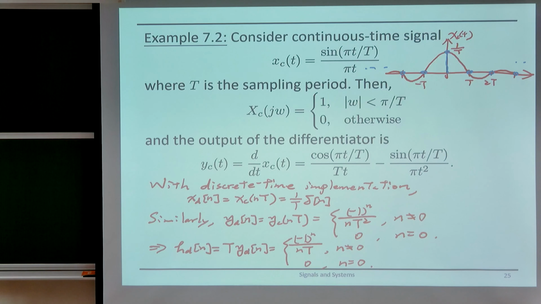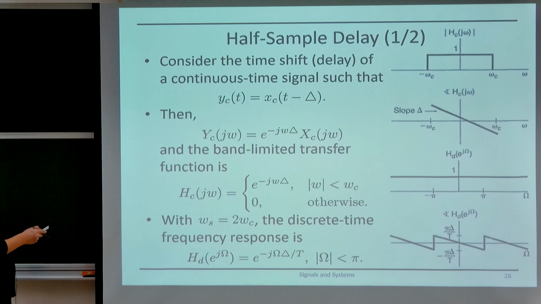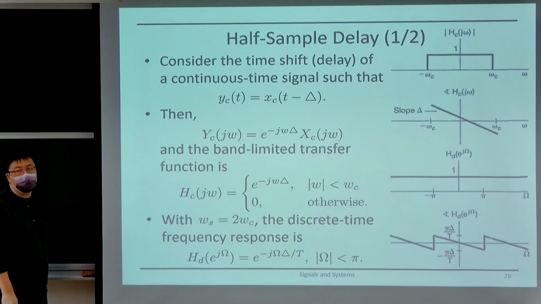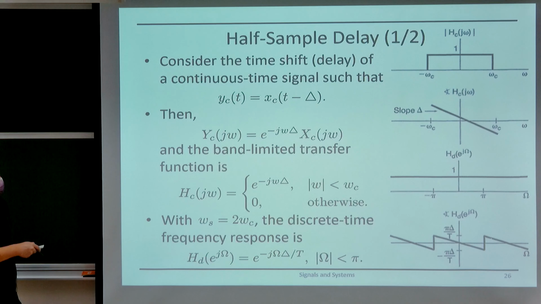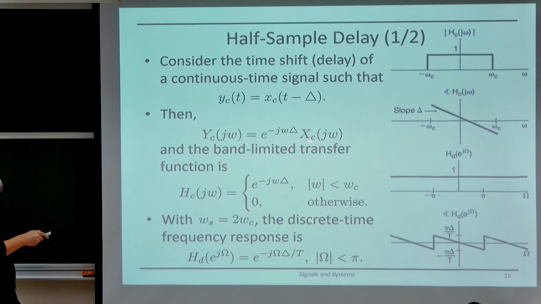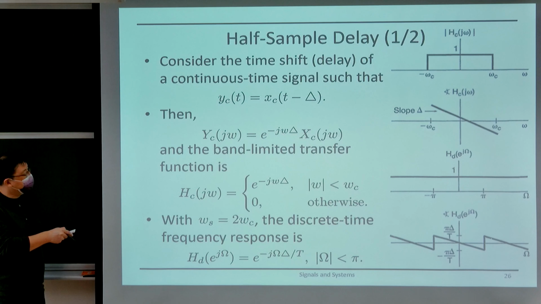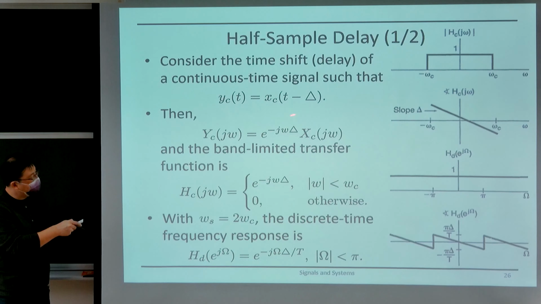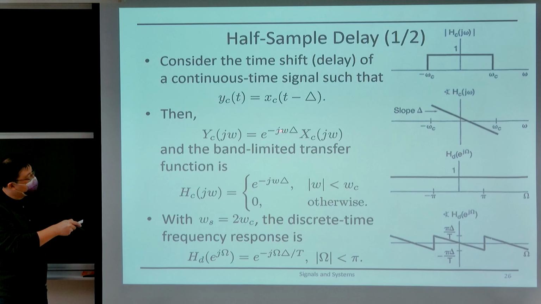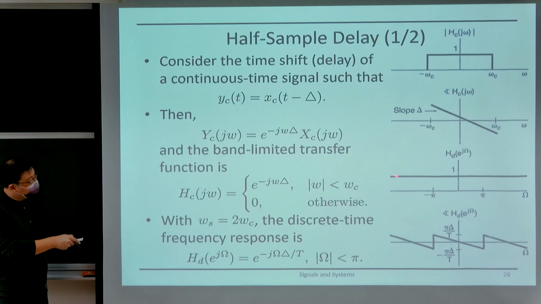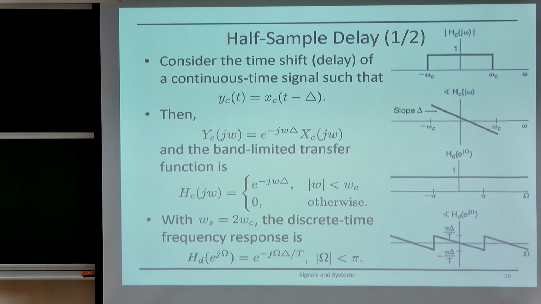Now let's look at another example. This other example is the half sample delay, or any delay actually. Suppose you consider a time-shifted system where the output is equal to input shifted by time capital delta. If you take the Fourier transform of this, the output spectrum is equal to the input spectrum times e to the minus j omega capital delta. So the band-limited frequency response is equal to e to the minus j omega delta over this band-limited region.